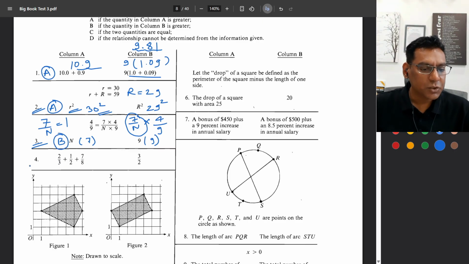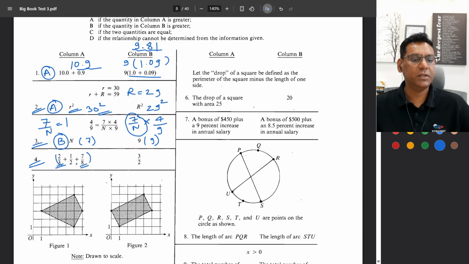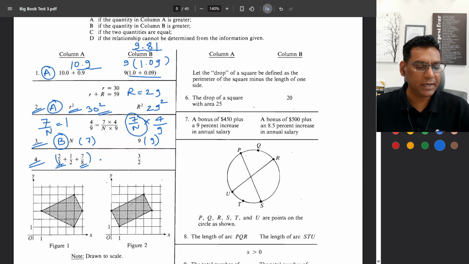Let's look at question 4. 2 by 3 plus 1 by 2 plus 7 by 8. There is a 3 here. So I will have to get everything into what would be the LCM of 3, 2 and 8. The LCM is going to be 24. So I'll get everything in 24. Let's do that.